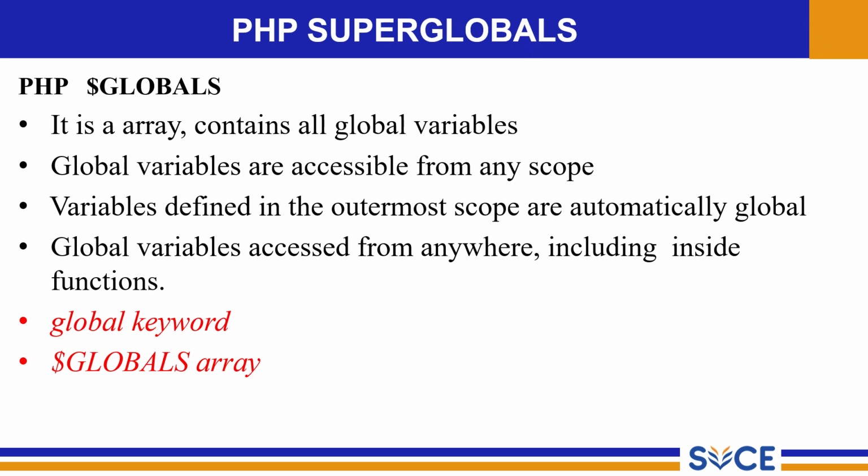Variables defined in the outermost scope are automatically considered global and can be accessed from anywhere, including inside the functions. However, to use a global variable inside a function, you must either declare it as global using the global keyword or access it through the $GLOBALS array. We will see how to use the global variables inside a function in a short while.